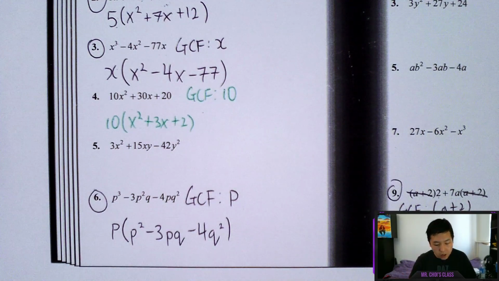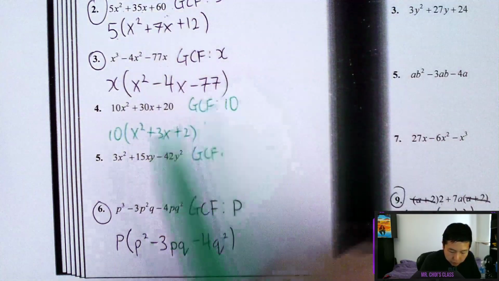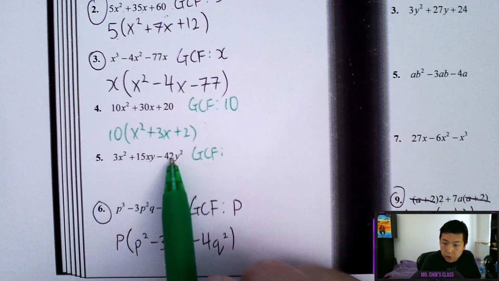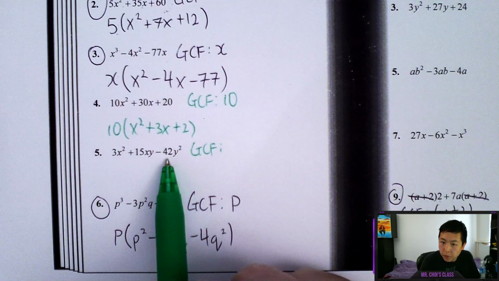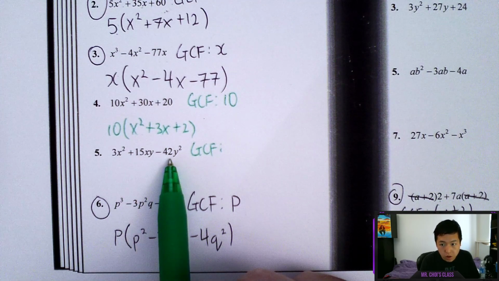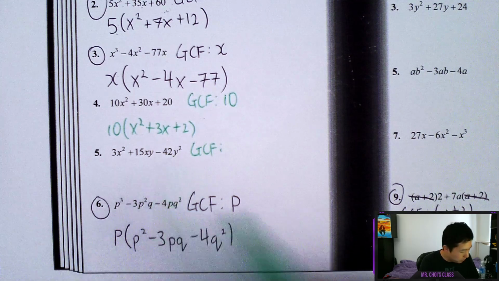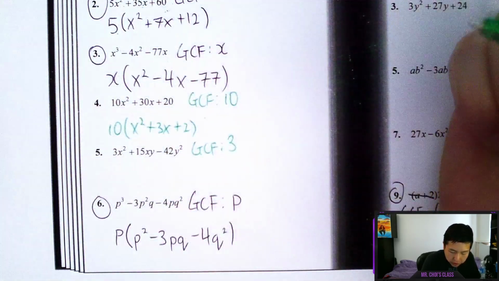All right. So the GCF here, we look at the numbers, 3, 15, 42. Smallest number is 3. And we check, are the other numbers divisible by 3? 15 is yes. 42 is yes. 42 is divisible by 3. Okay. So 3 is our greatest common factor.